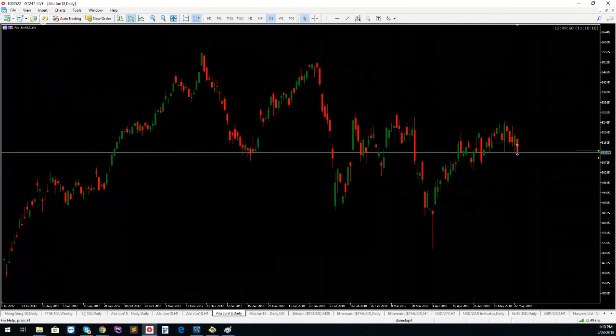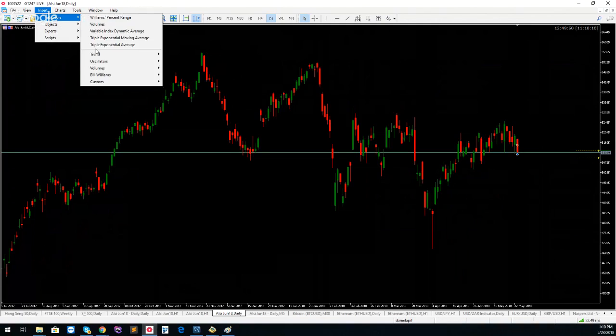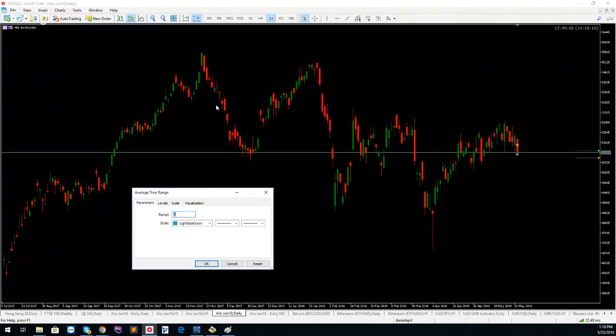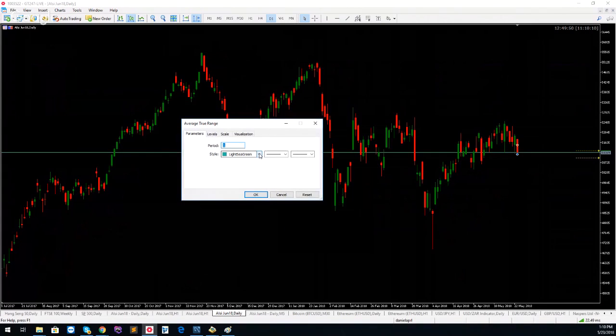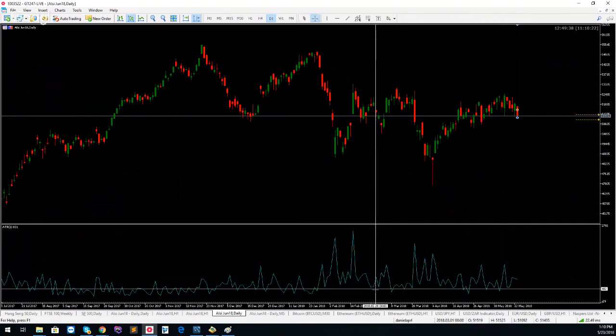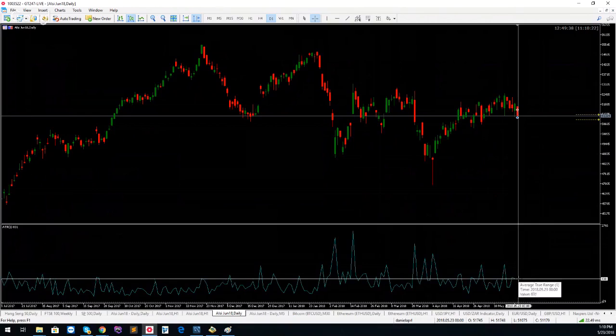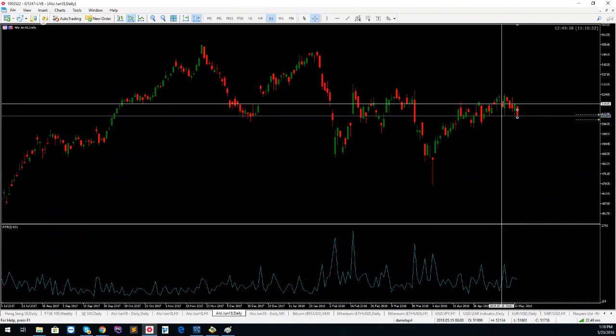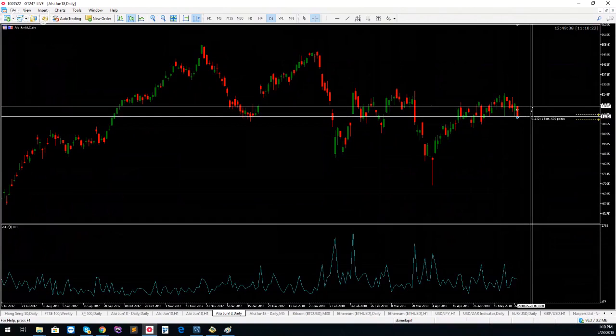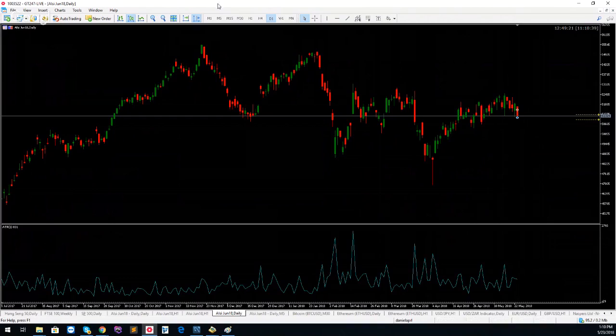Now, if you go and say insert indicator, oscillator, average true range, you can choose what color you want that indicator to be. Let's just leave it at light sea green, and we set period 1. If I hover over that line, you'll see 825. There's a pigtail at the bottom, so that's why we see 825 underneath there.